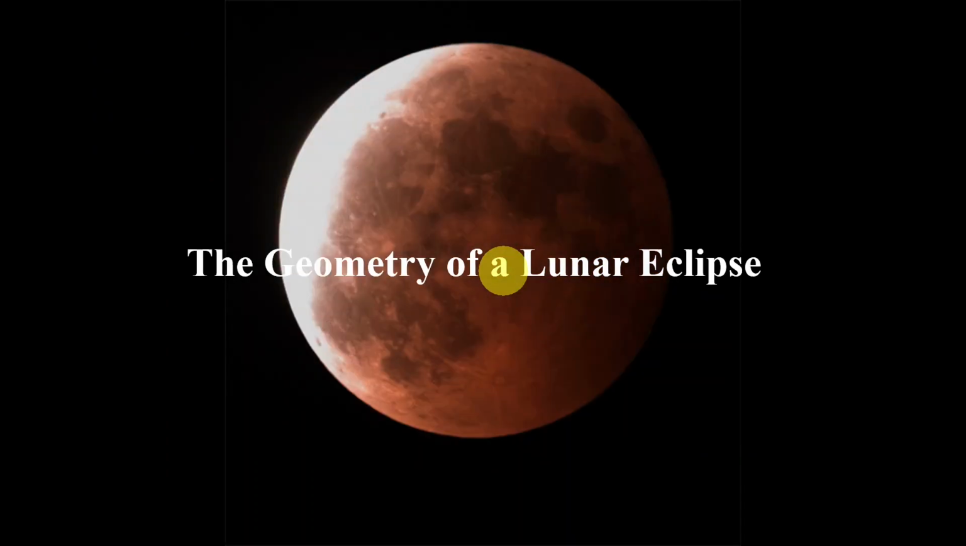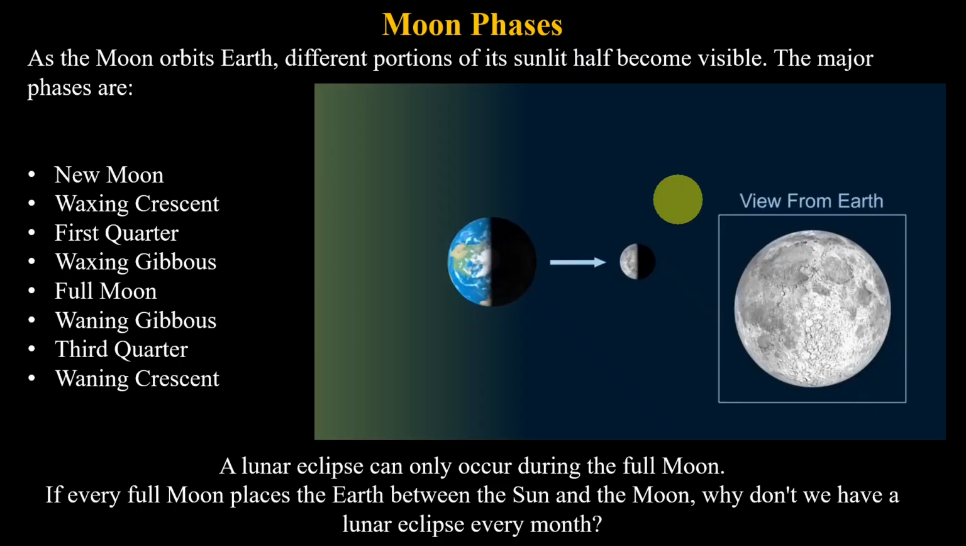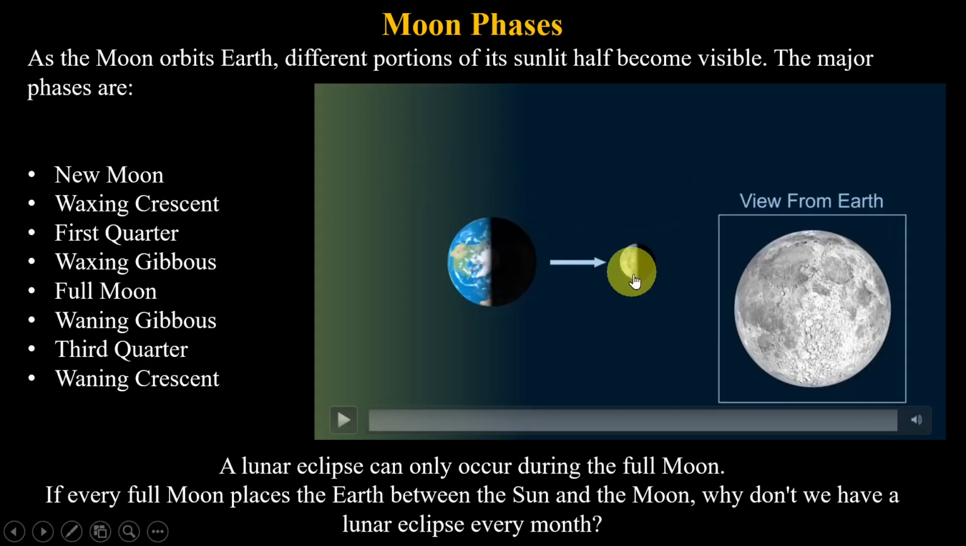So let us talk about the science of this lunar eclipse, the geometry of the lunar eclipse. To understand lunar eclipses, you need to understand lunar phases. Because as the moon orbits Earth, different portions of its sunlit surface become visible to us. So the major phases are the new moon.